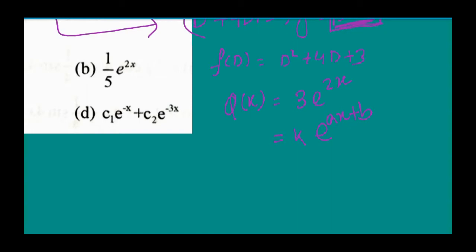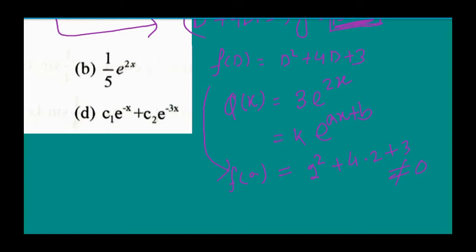First we have to put f of a. What will be f of a? F of D is given here. What will be f of a? 2 to the power 2 plus 4 into 2 plus 3, which is not equal to 0.